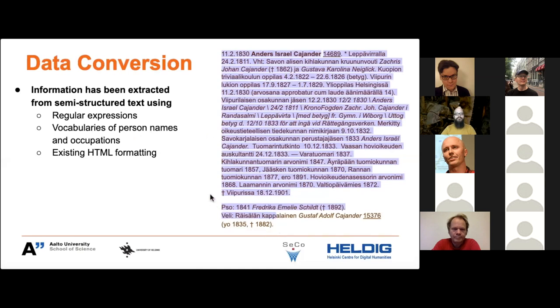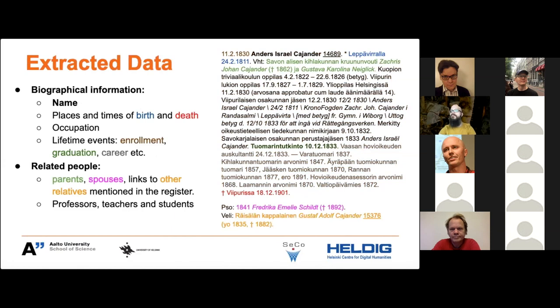Conversion and dataset. In the source data, each person has a semi-structured text description. The fields from that source data have been extracted using regular expressions. We have also utilized vocabularies of person names and occupations, and taken advantage of the possible existing HTML formatting. The text description includes basic biographical information, like a person's name, his or her places and times of birth and death, and the occupation. In addition to that, the description contains academic events such as enrollment, being a member in a student nation, completing a thesis, and graduation.